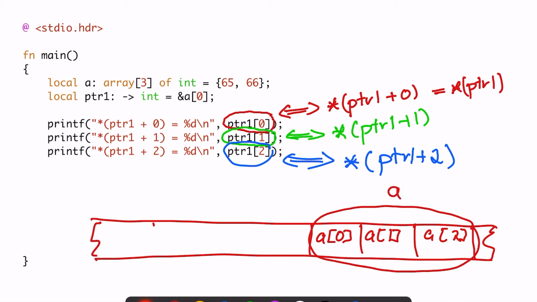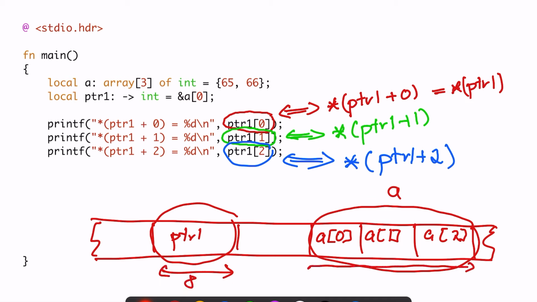And here we have ptr1. The size of ptr1 would be 8 on my machine, and probably also on yours. The size of a would be 3 times 4, so that would be 12. So a pointer and an array have a similar notation that can be used for referring to certain elements in memory, but they are different. They have something in common, but they are not the same.